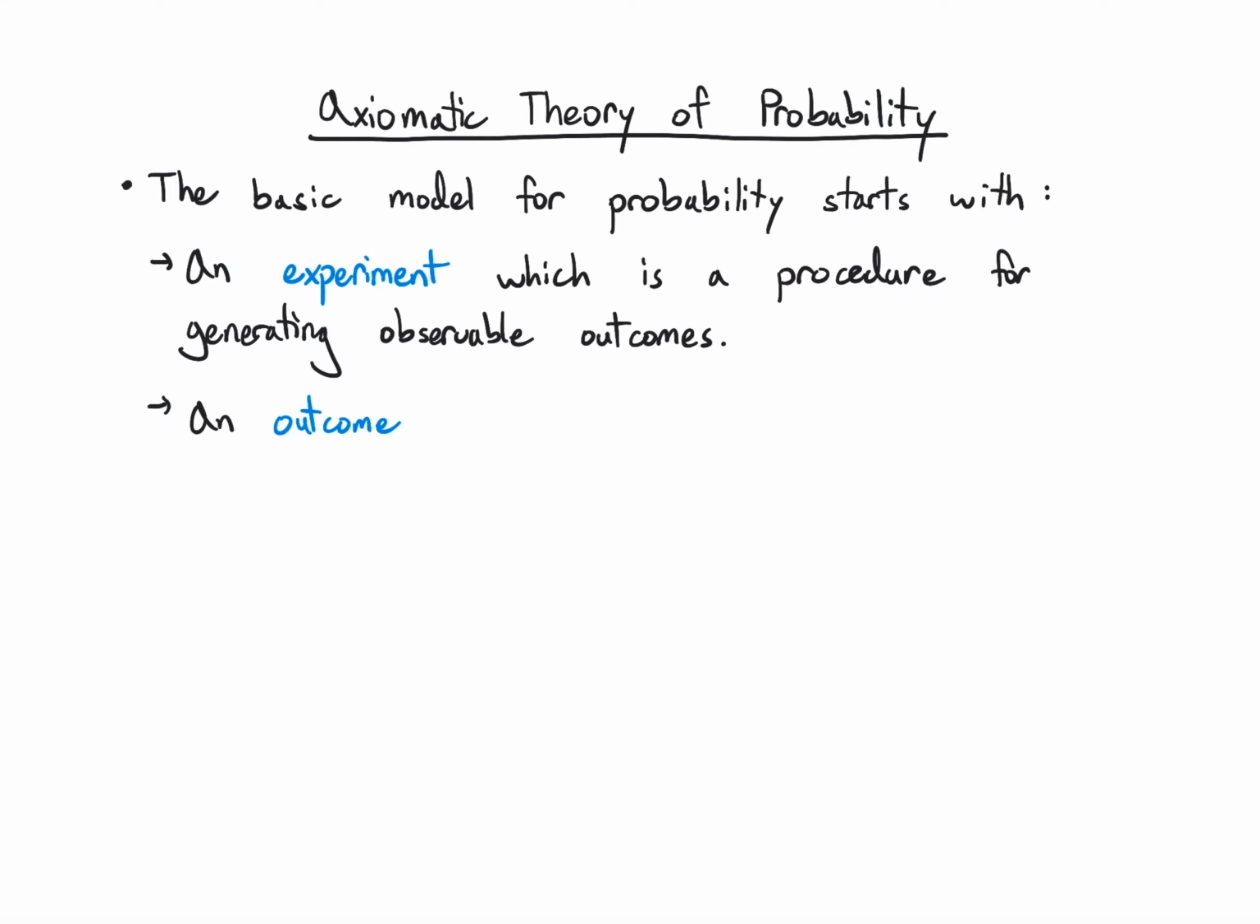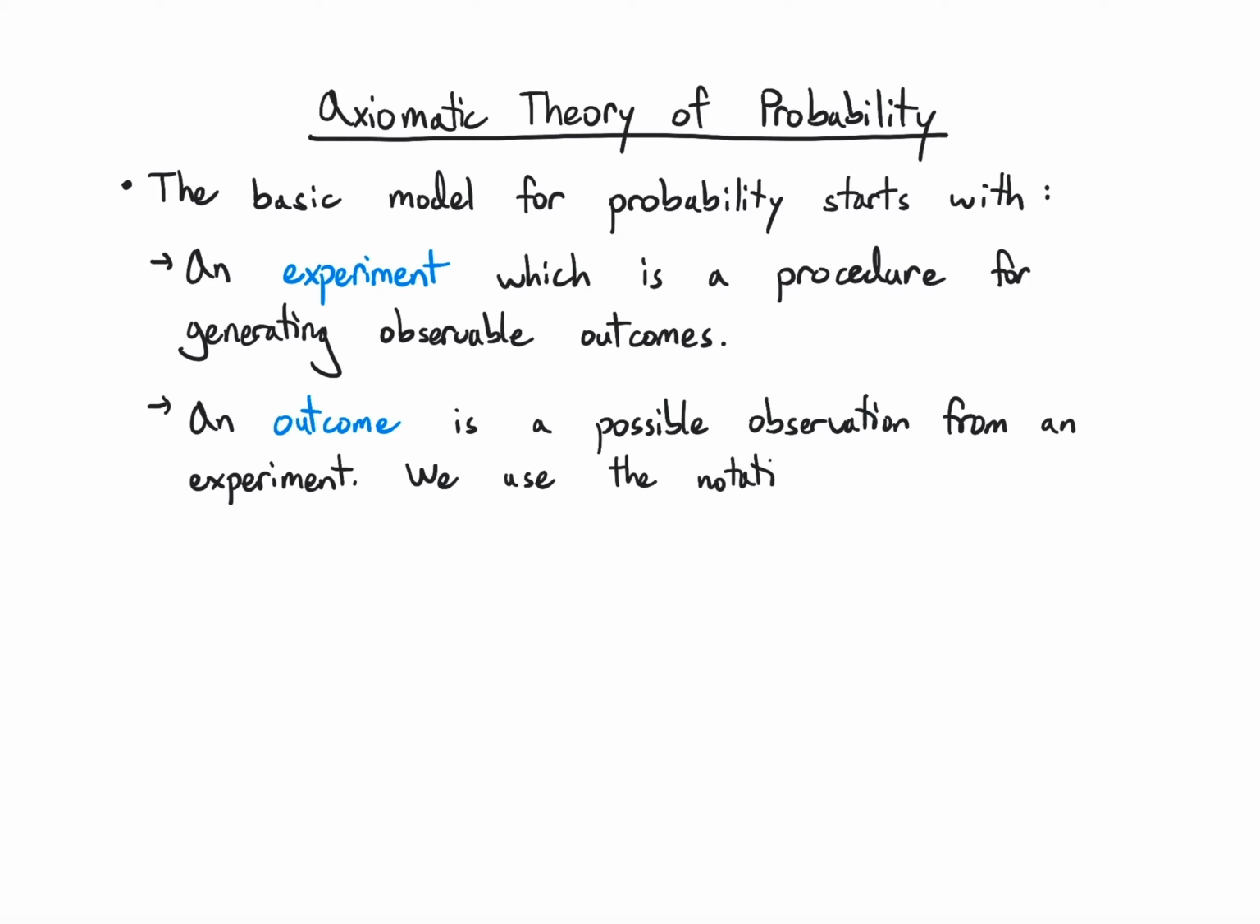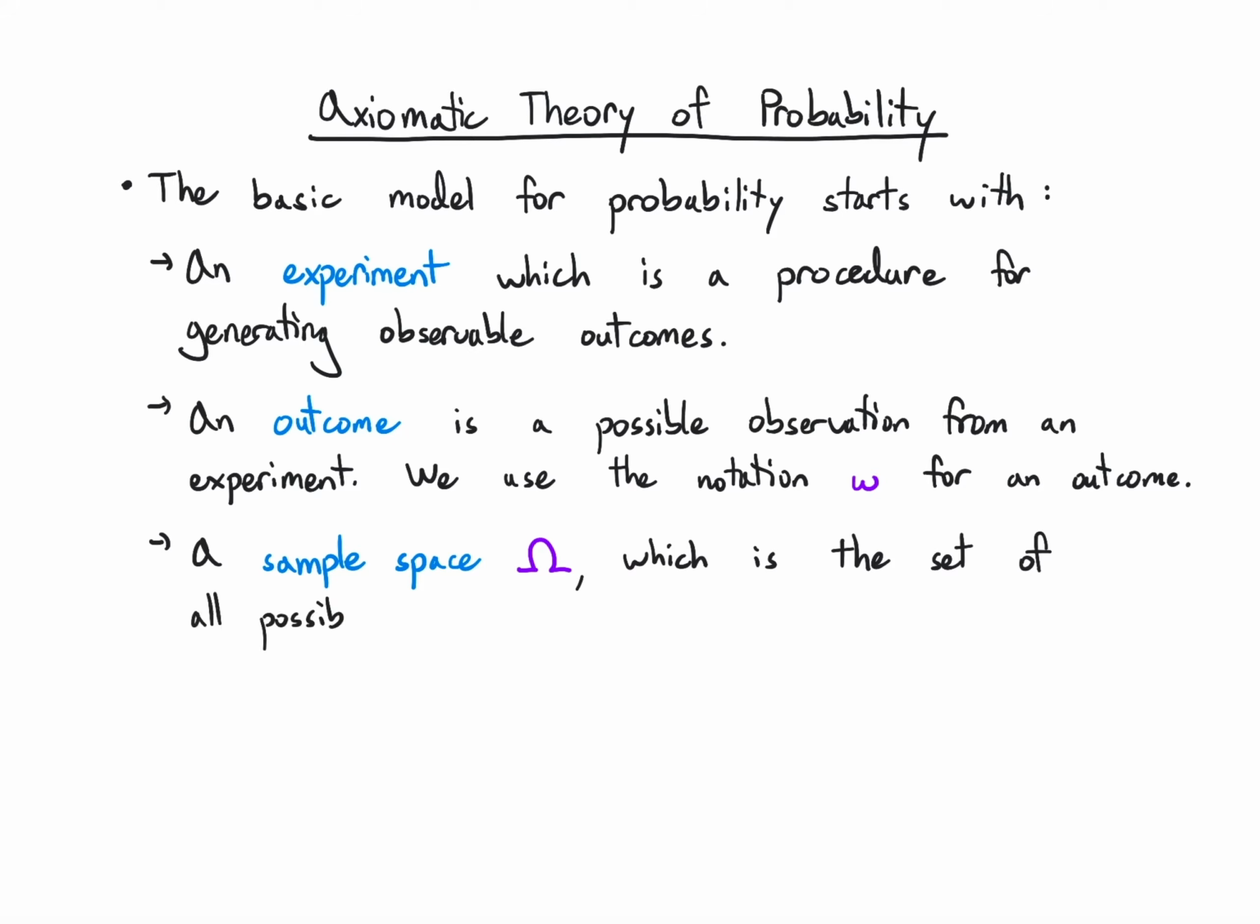An outcome of an experiment is just a possible observation. All right, and we're going to use this notation in purple, little omega, to denote abstract outcomes. And the sample space, big omega, is going to be the set of all possible outcomes from this experiment. Okay, we'll do some examples, but those are the definitions we need.